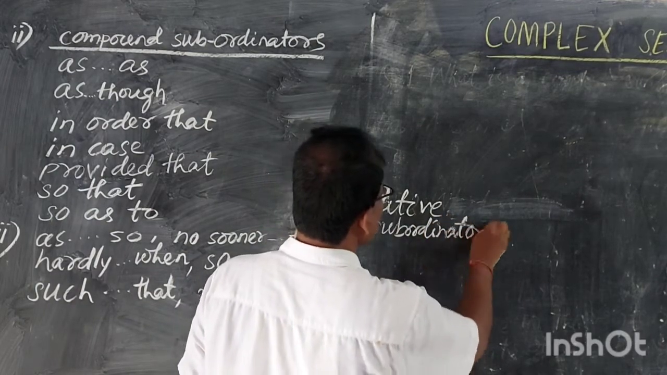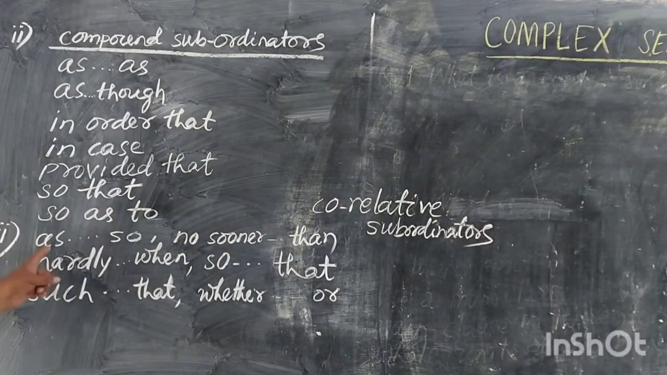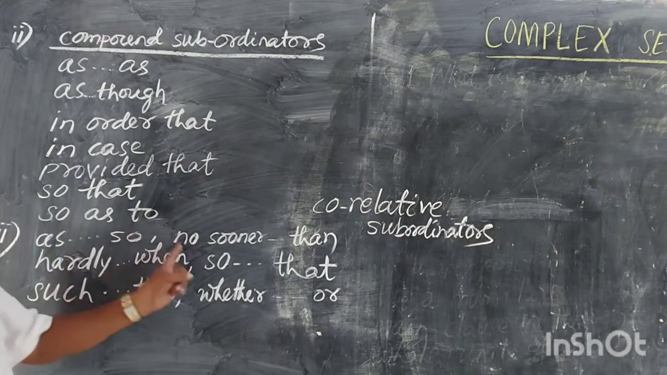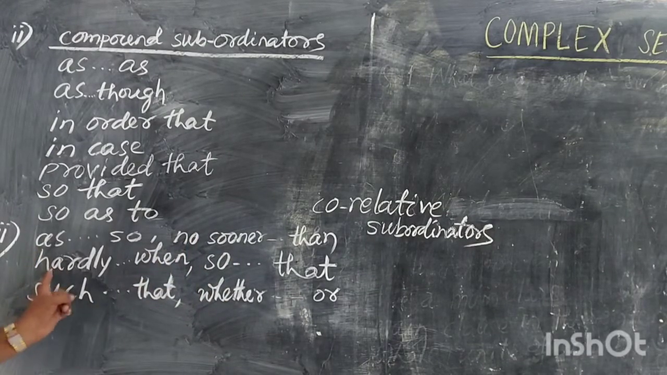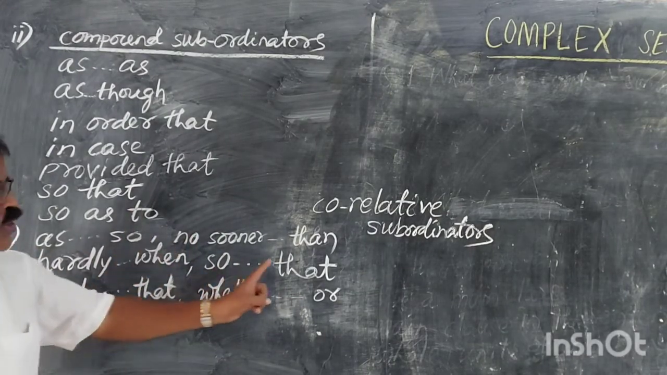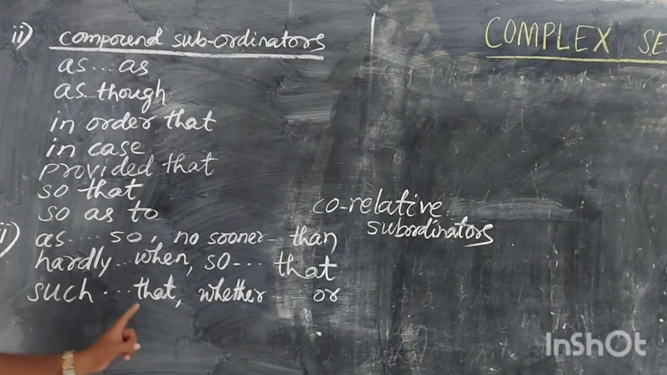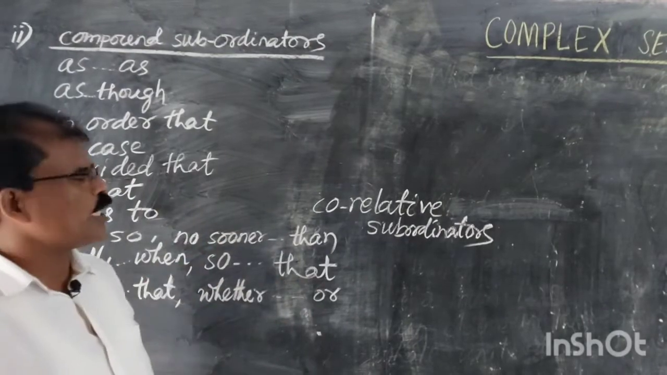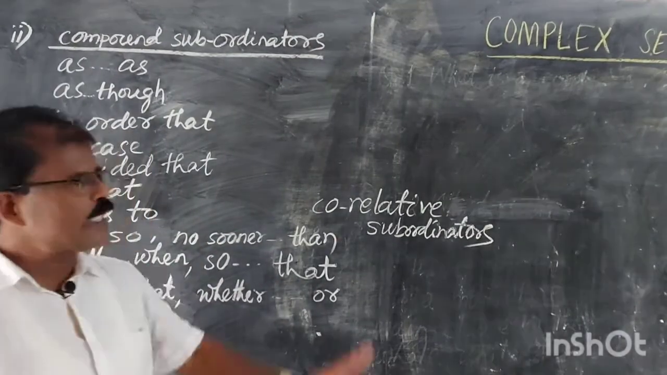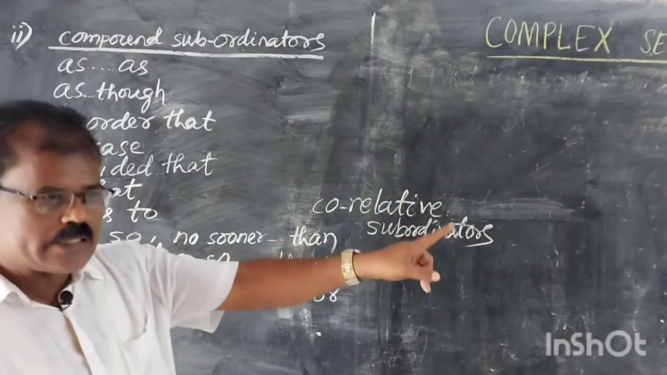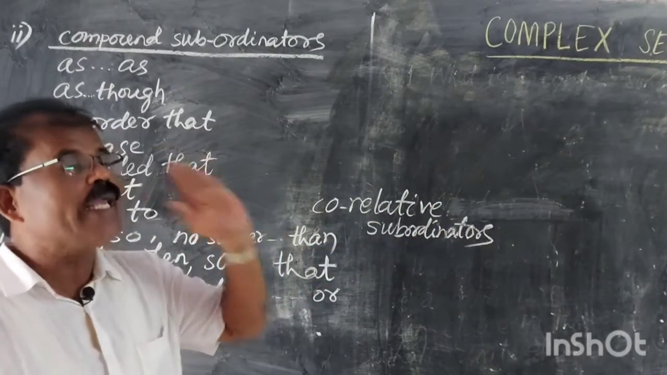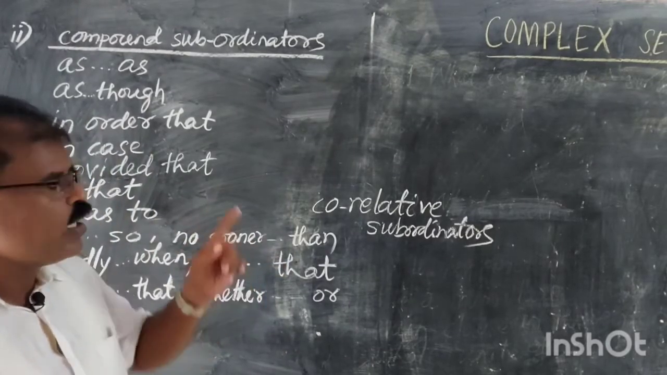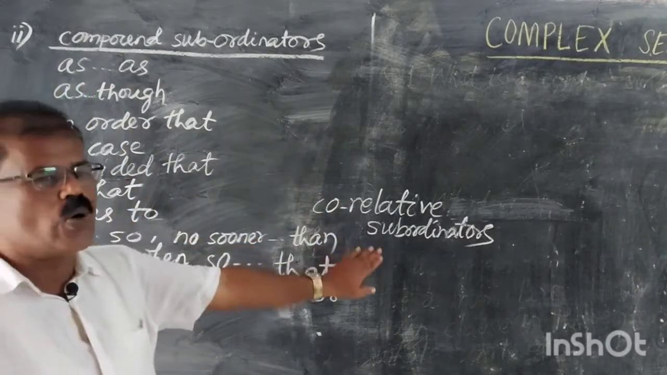Correlative subordinators. Okay? So these are: as... so, no sooner... than, hardly... when, so... that, such... that, whether... or. These are correlative subordinators. So subordinators in adverb clauses are of three types. What are they? Simple, compound and correlative.